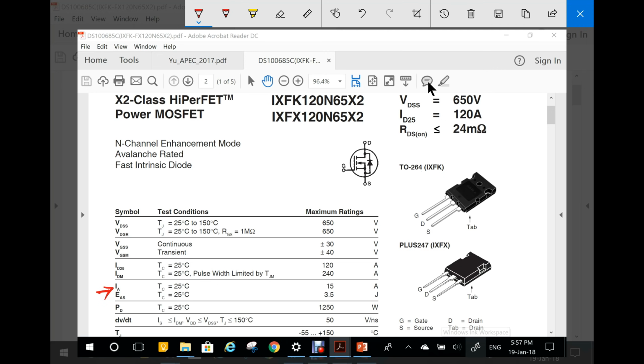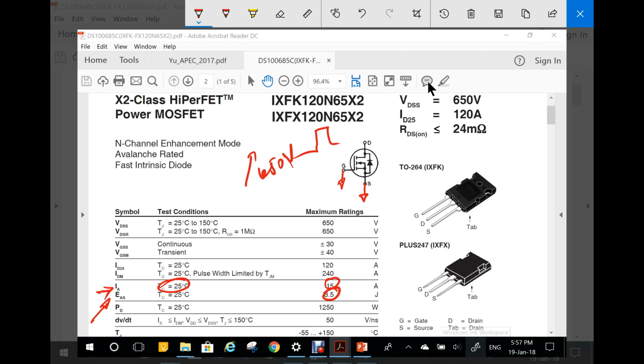And it says here that the IA, the avalanche, is at 25 degrees, is 15 amp, and that the maximum energy involved is 3.5 joule. Okay, now what is it? The thing is that in some applications, you might encounter a case where the gate is actually at low voltage. Of course, the transistor is off, and here you have momentarily a high voltage above 650 volt, that is higher than that.